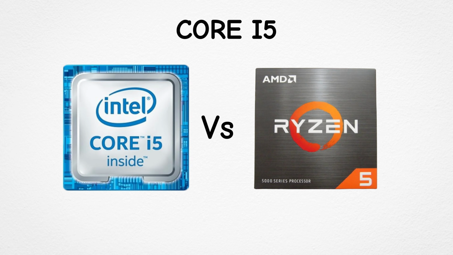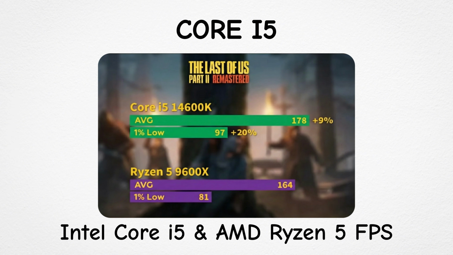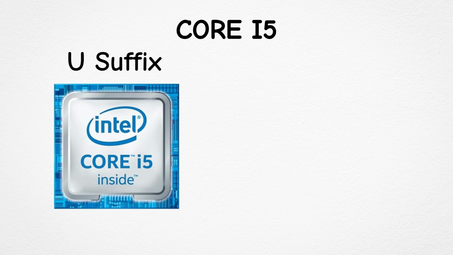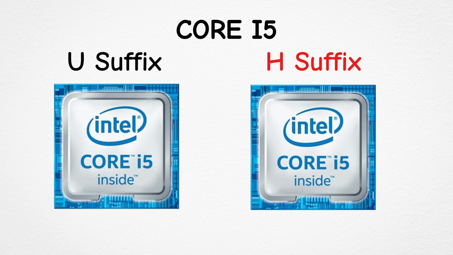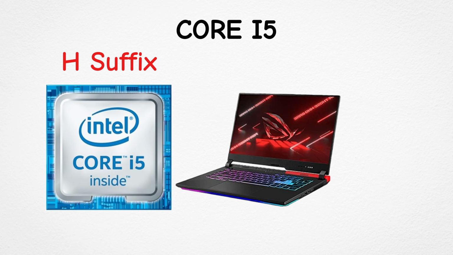Oh yeah, talking about gaming, sometimes people also compare Intel Core i5 with Ryzen 5 because in general Intel has slightly better performance due to its higher clock speeds and strong single-core performance. In terms of suffix, i5 processors in laptops still come with the U suffix, but now they have the HS suffix as well. This HS suffix means the processor is aimed at gaming laptops because it offers higher performance, but it will consume more energy.